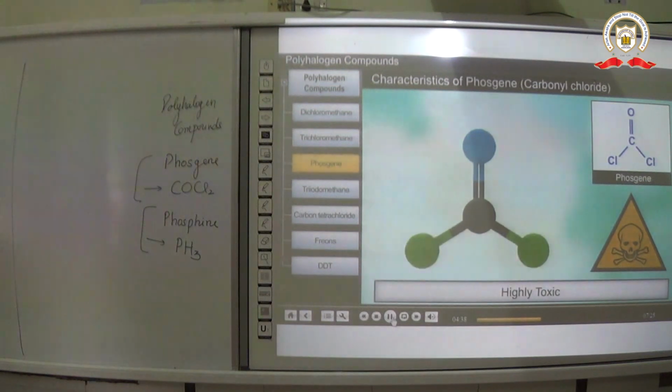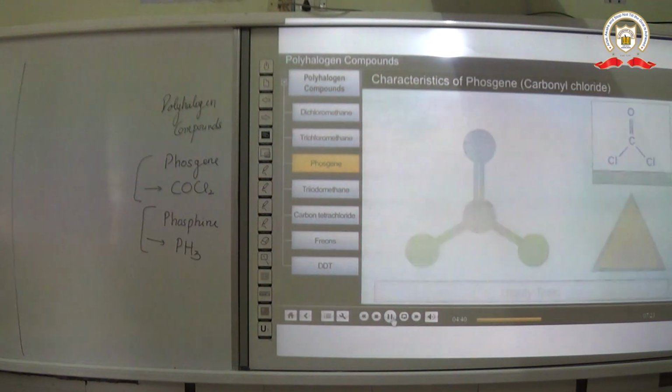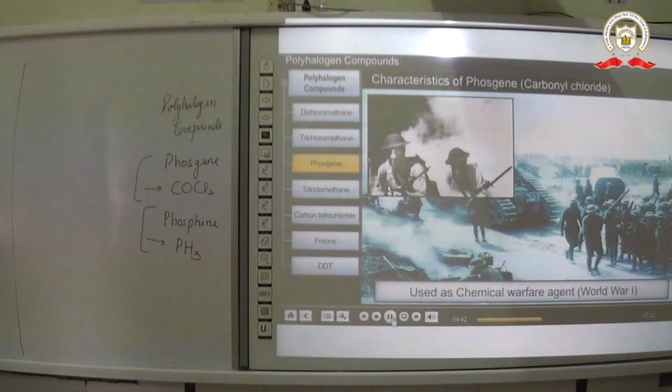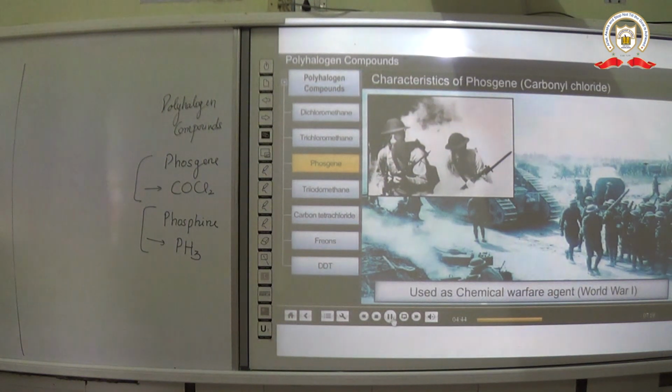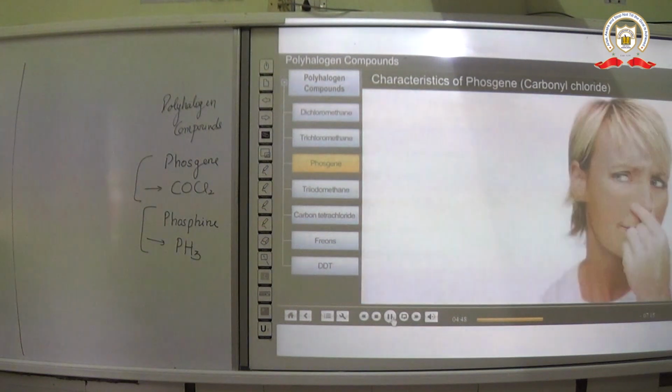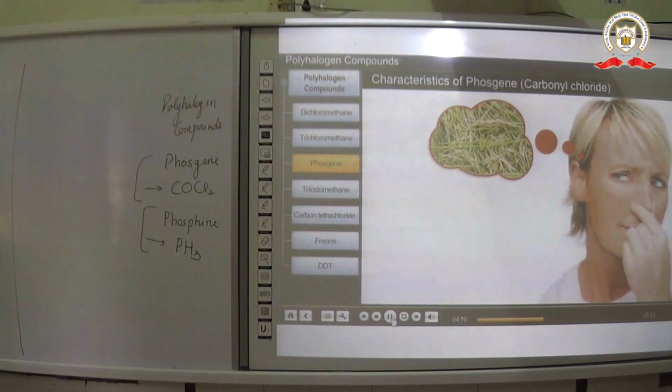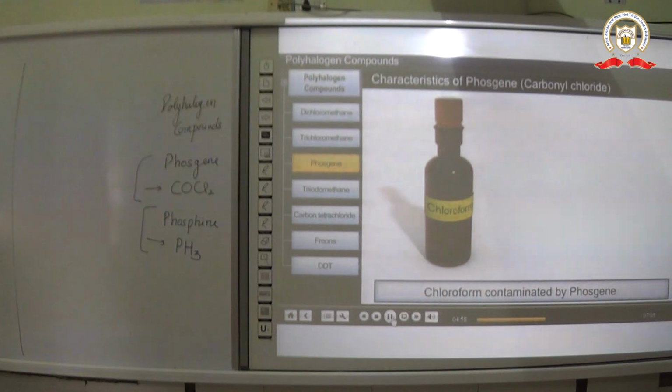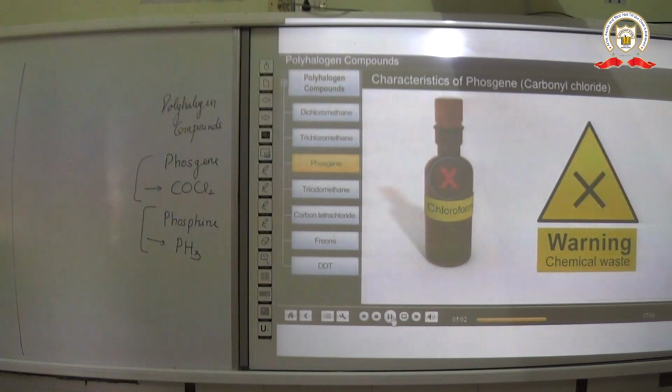It is highly toxic. In fact, it was used as a chemical warfare agent during the First World War. If you detect the odor of freshly cut hay when working with chloroform, you should seek medical attention. Chloroform contaminated by phosgene should not be used and should be properly disposed of as chemical waste.